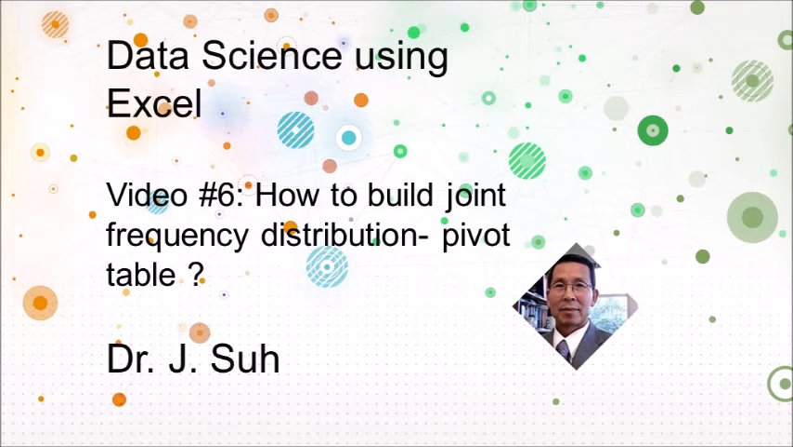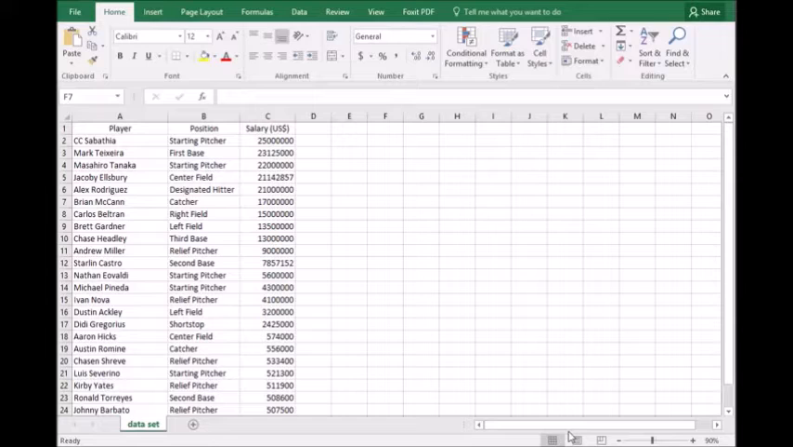In this video, we will use a versatile, easy-to-use feature in Excel called a pivot table to build a joint frequency distribution, also called a cross-tabulation or a contingency table. This data set has salary and positions for 25 players from the 2016 roster of the New York Yankees of Major League Baseball. Let's build a joint frequency distribution to show the frequency of salary range by types of position.